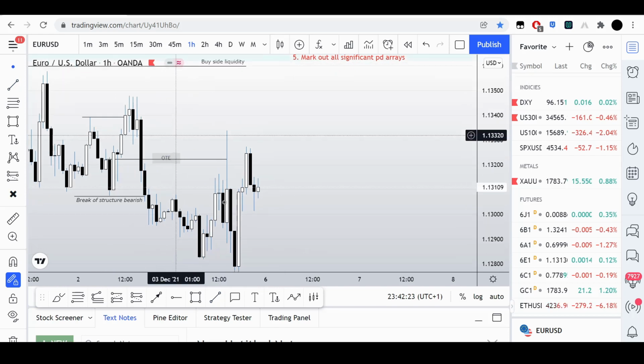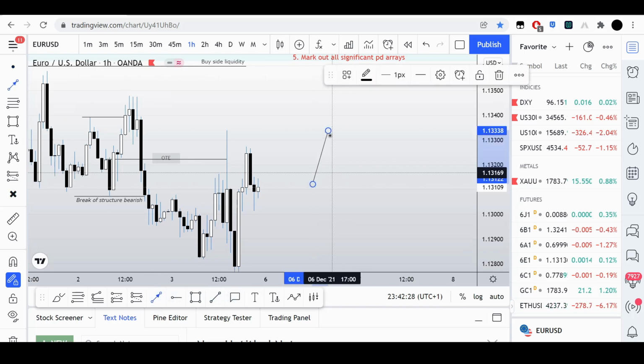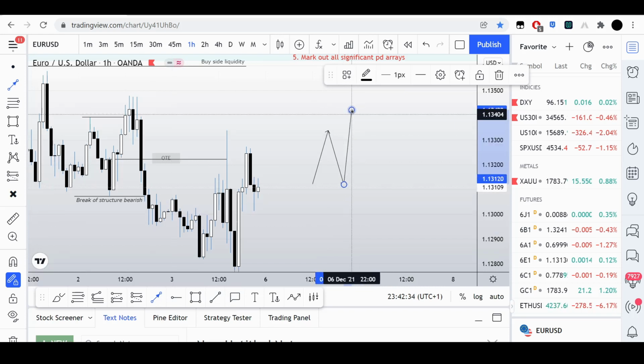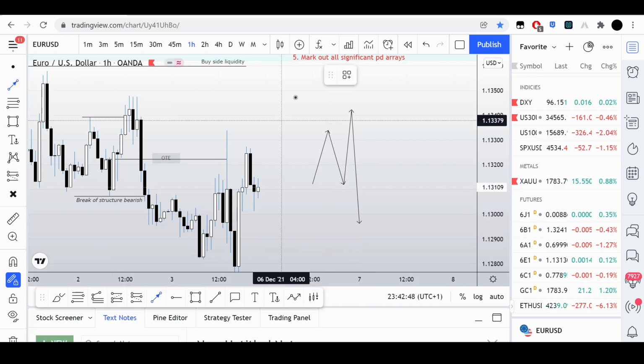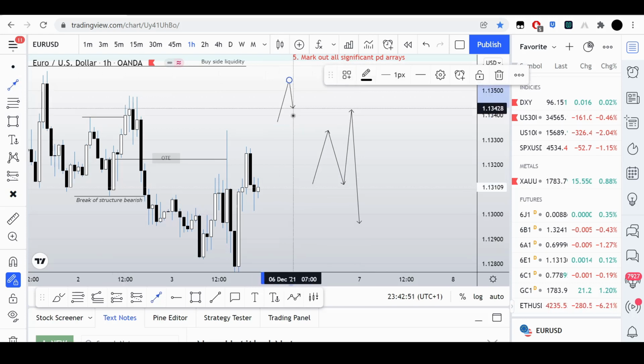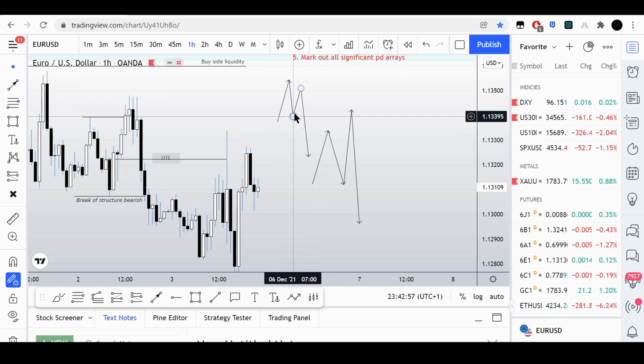All right, so if I was to draw it out, it would look something like this. Okay, this would be your breaker right here, this low. Because this low took out this high right here and it broke, this would be your breaker. All right, mitigation block would be something like this. Because this low did not take out this high or liquidity and it broke, this becomes your mitigation block.